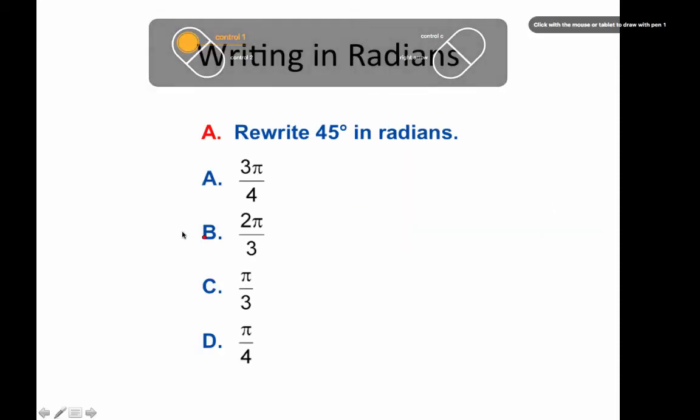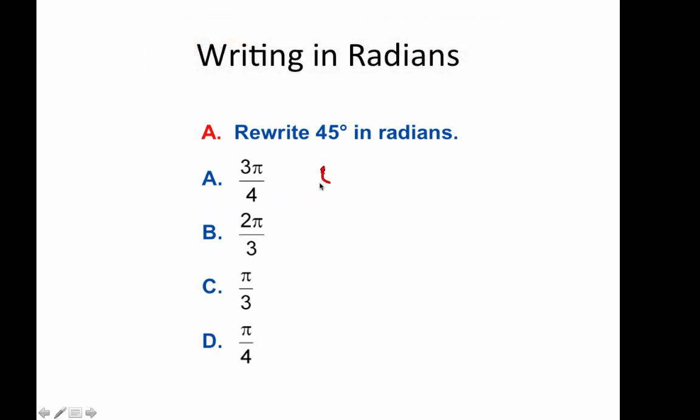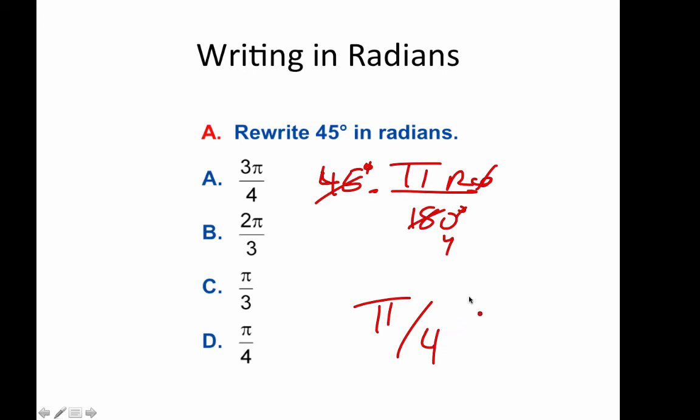45 degrees. And then I want to get rid of degrees, and I want to go to radians. So my degrees go there. That's how we cancel things out, just like changing inches to feet. And 45 over 180 is 1 over 4, so it's pi over 4 radians.